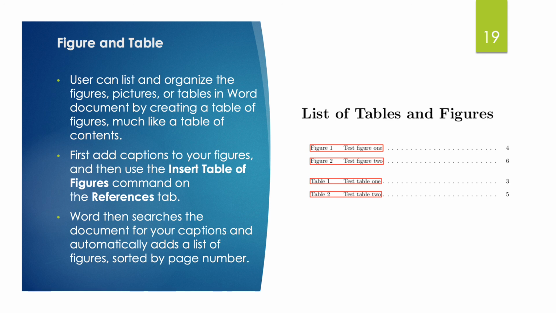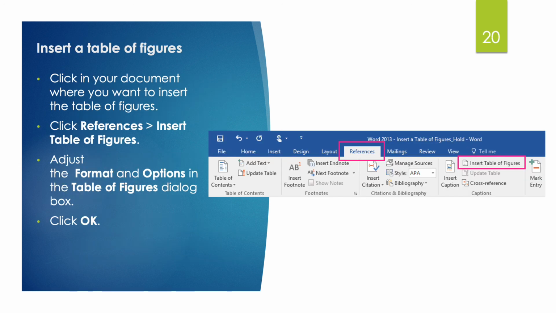Once your tables and figures have captions, you can use the Insert Table of Figures command on the References tab. Word would then search the document for your captions and automatically add a list of figures sorted by page number. The screenshot here shows where you can click to have your table of figures.